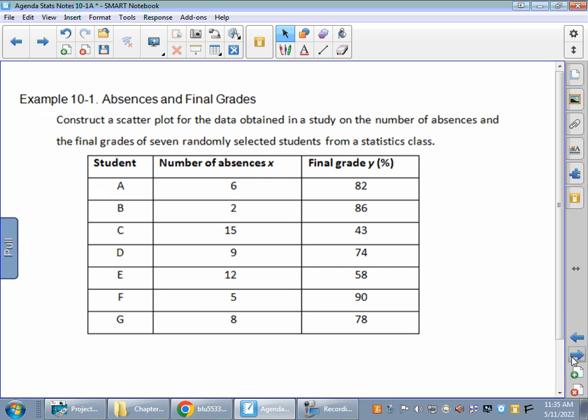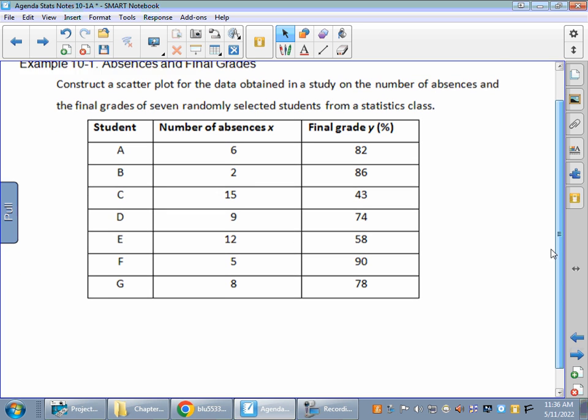Construct a scatter plot for the data obtained in a study on the number of absences and the grades of 7 randomly selected students from a stats class. So do you think that there might be some kind of relationship between the number of absences a student has and what their final semester grade is? I might think that there is a relationship there.